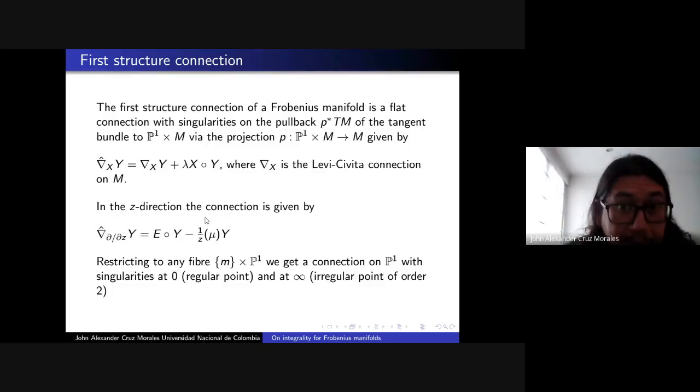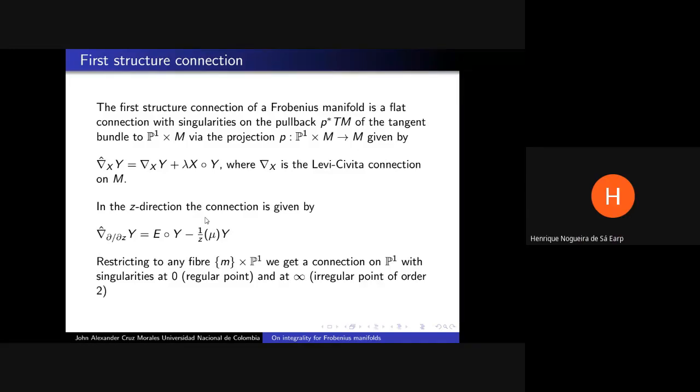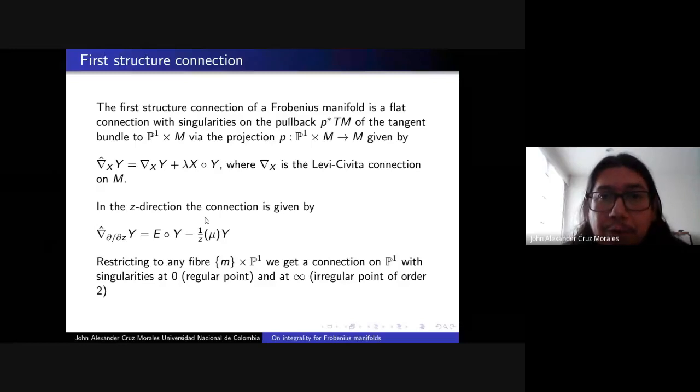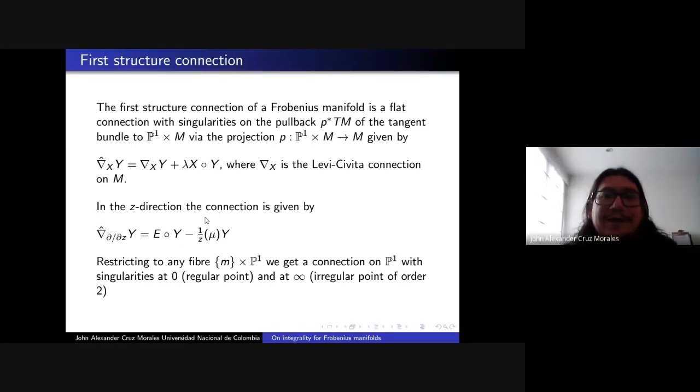Alex, just a quick question. Can you just give an example of what this product looks like? I will, in the next slide. Okay, cheers. In the next slide, I will.